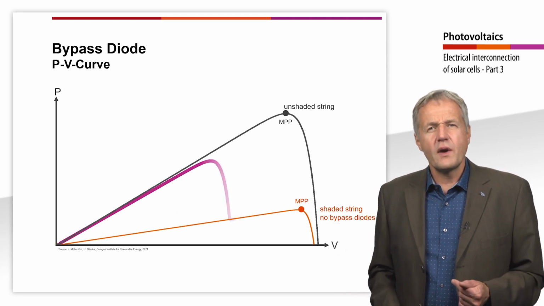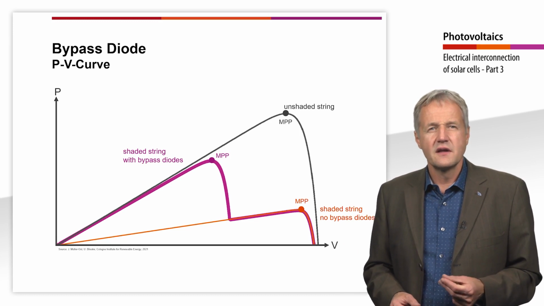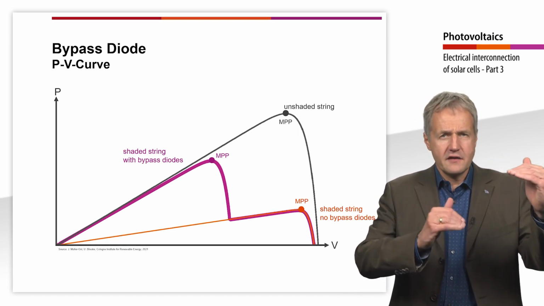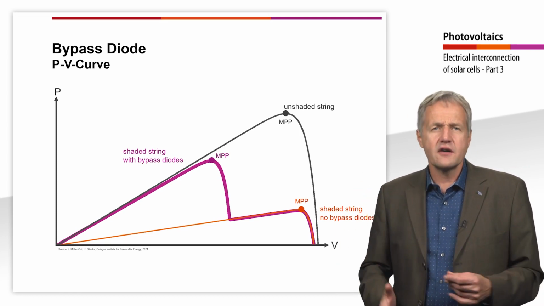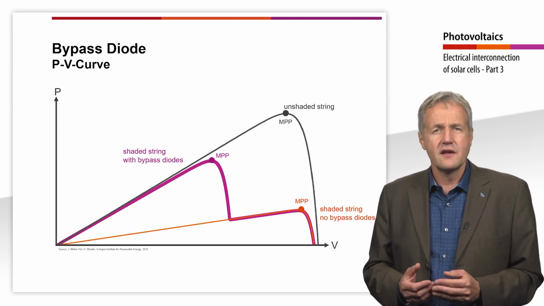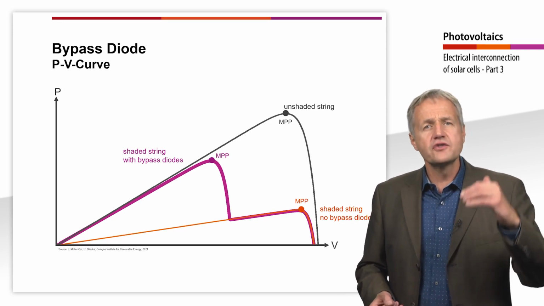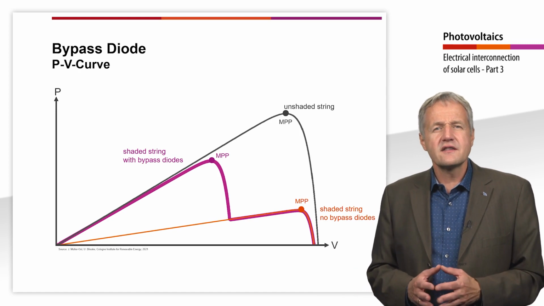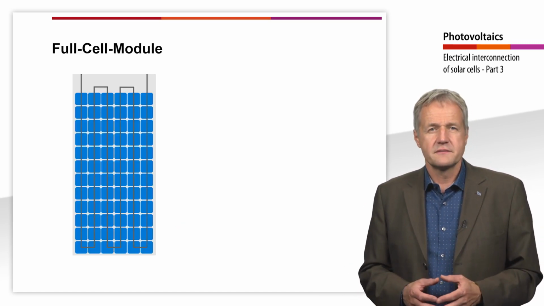But what happens when bypass diodes are added to the circuit? The power characteristic now has two local maxima. The lower maximum corresponds to that of a shadowed string without bypass diodes. The higher global maximum corresponds to that of two unshaded cells. The MPP in this case is about 2/3 of the unshaded string.